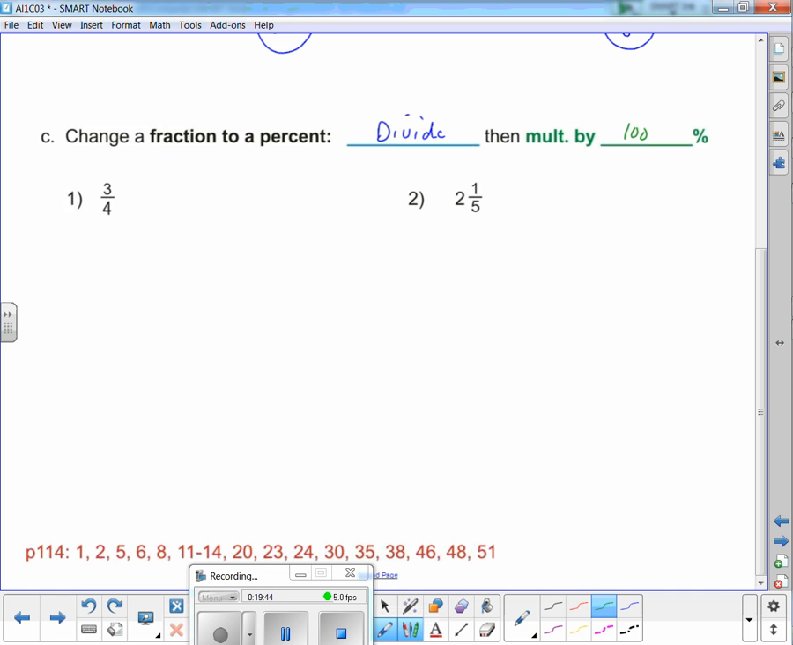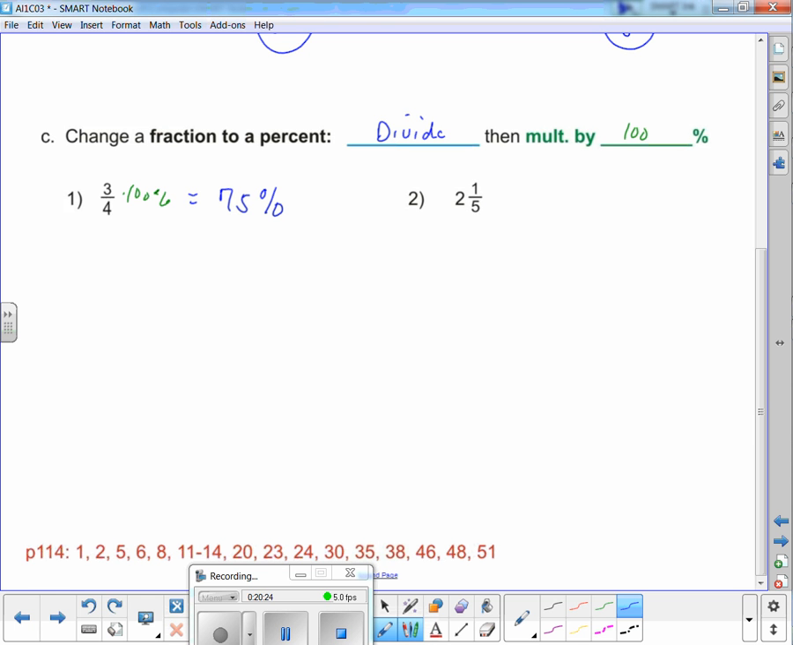So a lot of you know 3/4 is 0.75, but if you didn't, you would take the 3 and divide it by the 4, and your calculator would say 0.75. And then you would multiply times 100%, or you'd move the decimal point 2 places to the right, and you're going to get 75%, right? Again, top divided by the bottom. I'll give you time there. Again, 3 divided by 4 is 0.75, times 100, 75%.